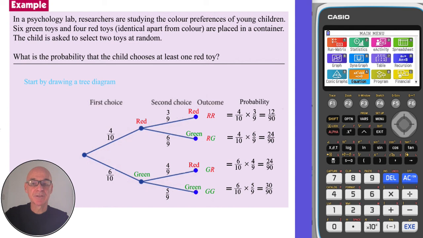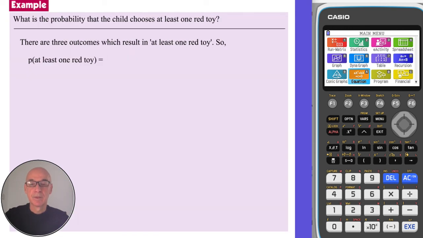Now the question asks us to calculate the probability that the child chooses at least one red toy. So next, let's identify which of those outcomes satisfy that requirement. And the first 3 outcomes do. So to calculate the probability of choosing at least one red toy, we need to add those 3 probabilities together. The probability of picking 2 reds, and a red followed by a green, and a green followed by a red. And if we add those together, you can see the answer is 2/3.